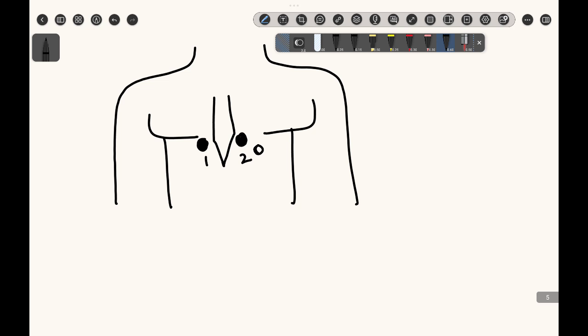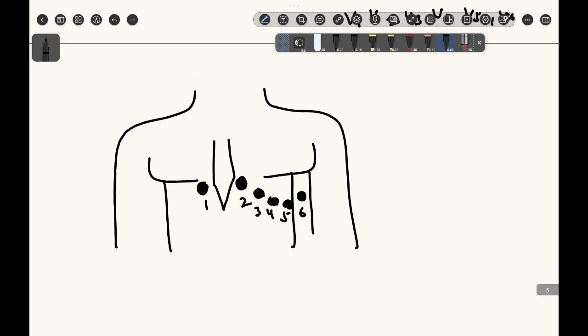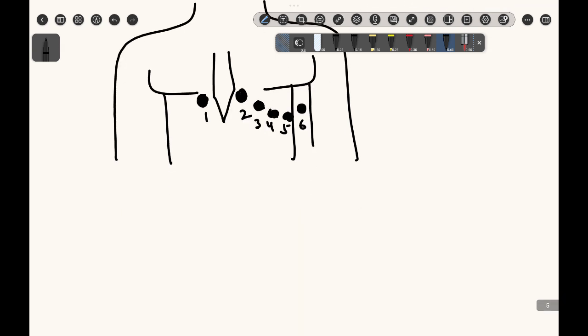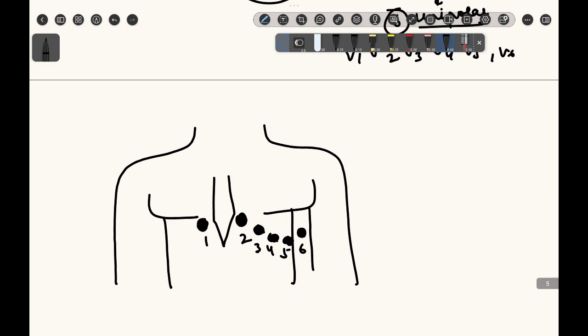Lead number 3, lead number 4, lead number 5 and lead number 6 lie on the axilla part, that is the mid axillary line, that is V6. So it is 3, 4, 5 and 6. The question is, how do we actually remember it? It's very simple to remember. I will give you this mnemonic, and not just a mnemonic, I'm giving you the way to learn it.